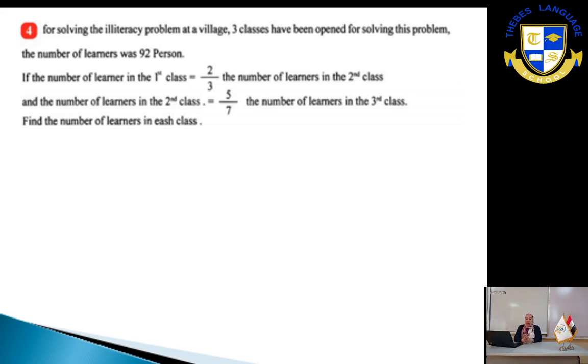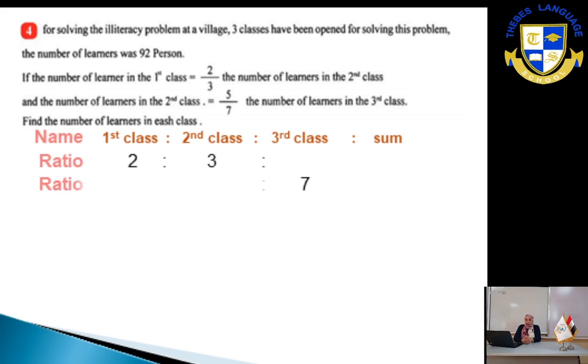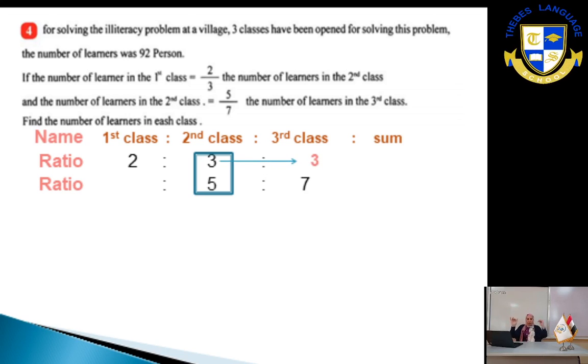Okay, here we have a combining ratio. We will put name, ratio, value, ratio. Name, ratio, because we have a combining ratio. I have 2 ratios. Okay, first class, second class, third class. At the end will be sum. First ratio will be 2 to 3. Second ratio on the second line will be 5 to 7. We have a complete column which is 3 and 5. Drag 3 and drag 5.